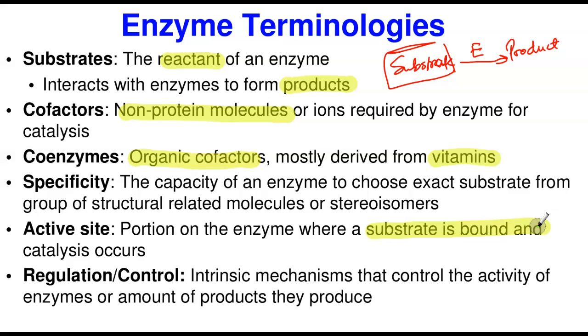And finally, the last one we're going to talk about is regulation or control. Regulation or control is the intrinsic mechanisms that control the activity of enzymes or the amount of product they produce. So enzymes are not out of whack like crazy. They are controlled, because if they go out of whack, bad things actually happen in the body.